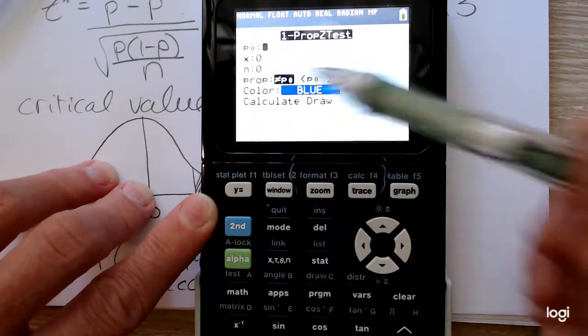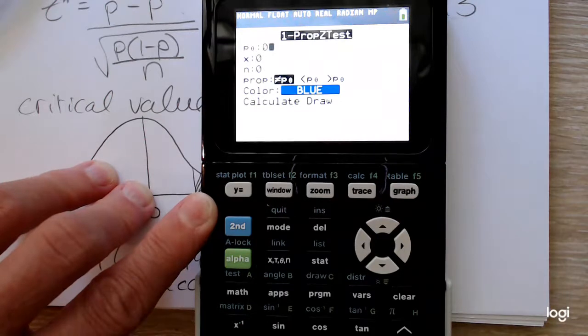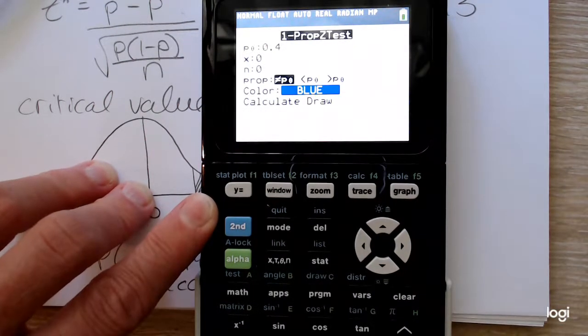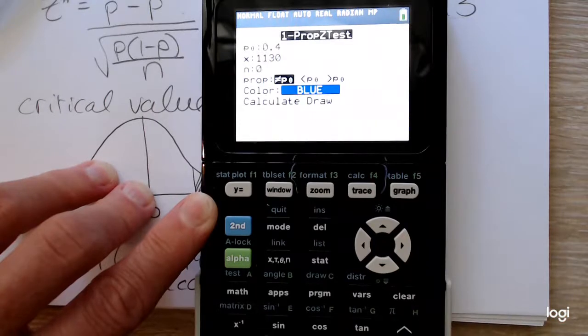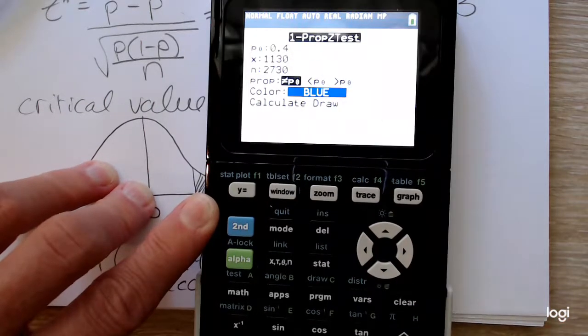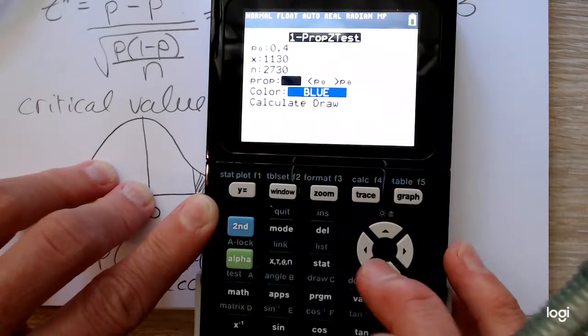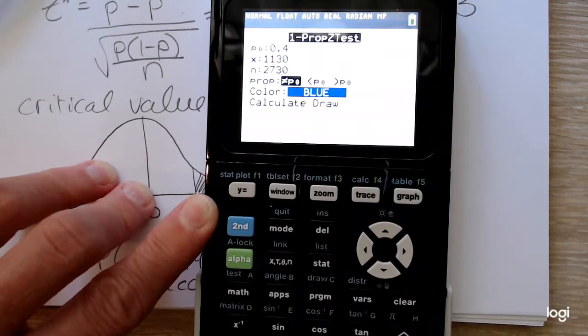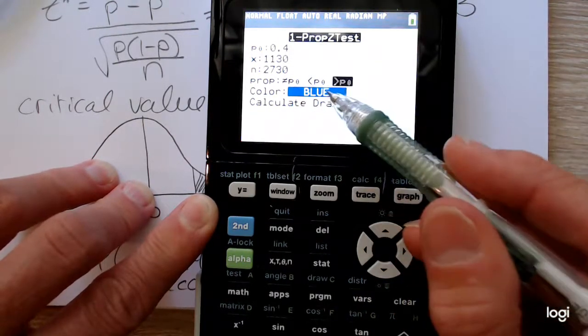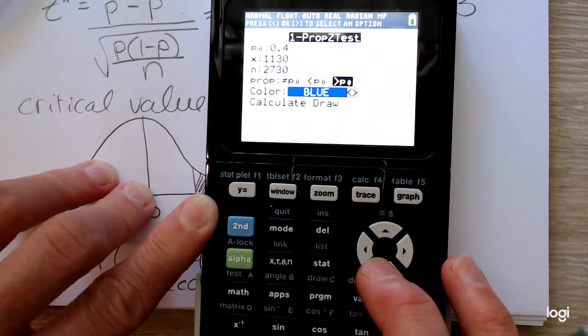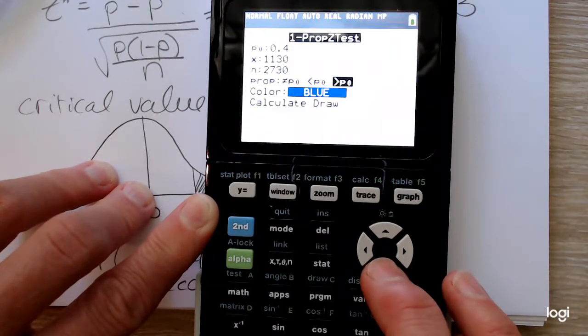Alright, so you want to put in the value from the hypotheses, the claimed value, that's 0.4. X represents the number of successes, and that was 1,130. Our sample size was 2730. And then you can change the direction of the alternative. That's important. You need to have the correct direction, because if you don't, you will not get the correct p-value.